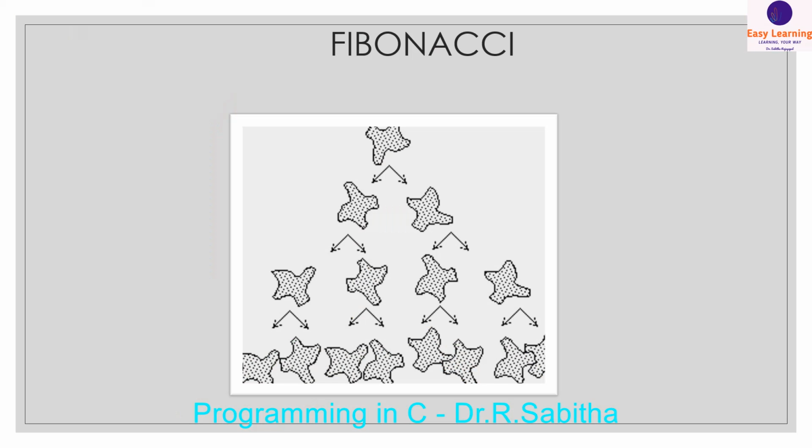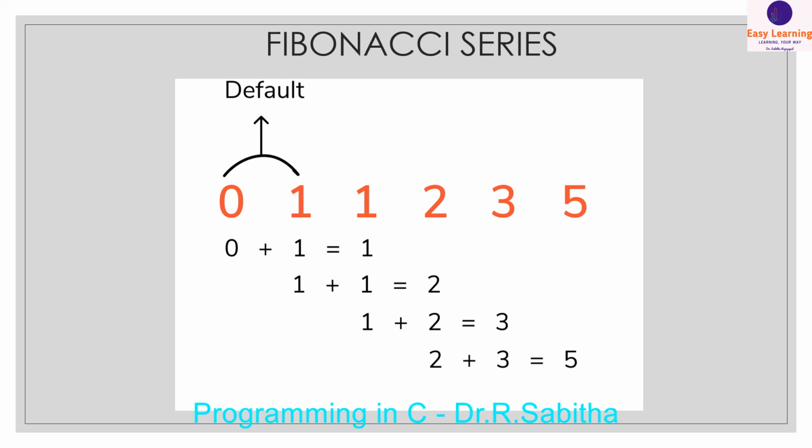Similarly, when we consider cell multiplication, which exponentially multiplies the growth of cells, that is also an example of Fibonacci series. So let us see how Fibonacci series looks like. The default value of the Fibonacci series starts with 0 and 1. So whatever number of elements you are going to generate, the initial two values will always be 0 and 1. And then the series grows. The third value of the series depends on the previous two values, the first and the second. So the sum of the first and the second value is the third value.